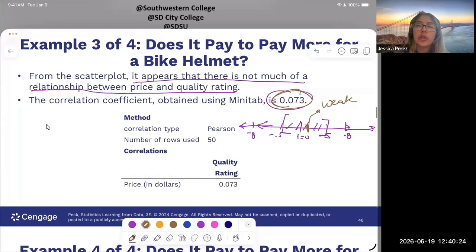So Minitab is another website, another format that you're able to calculate R. And you're going to be doing it using your calculator, or R is going to be given.